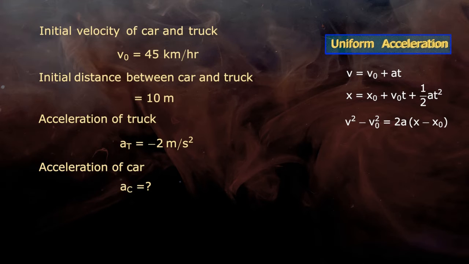So first we will convert the initial velocity into meter per second units, as all other parameters are given in meter and seconds and not in kilometer or hour. So 1 kilometer is equal to 1000 meter, so multiply 45 by 1000, and 1 hour is equal to 3600 seconds, so divide it by 3600. So now our initial velocity is 12.5 meter per second.